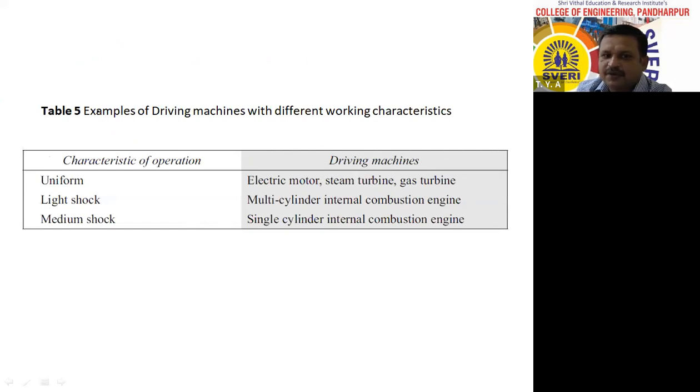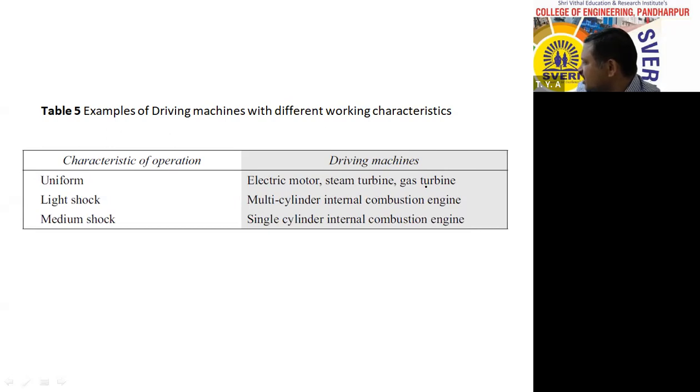Now table 5 indicates examples of driving machines with different working characteristics. It will not be asked, but you must know it. That's why I am telling. Regarding the characteristic of operation, where do you observe uniform characteristics? When the driving machines are an electric motor, steam turbine, and gas turbine, you have uniform characteristic.